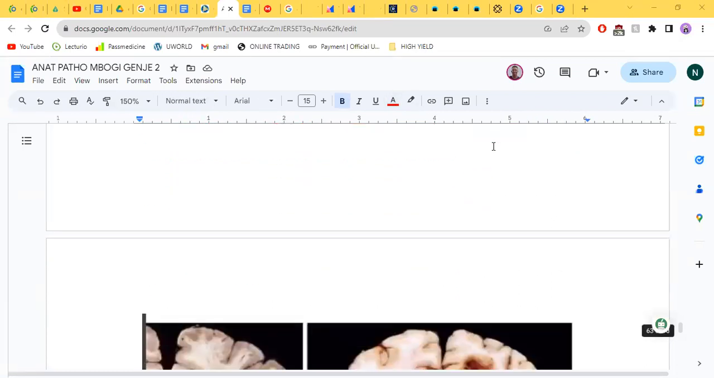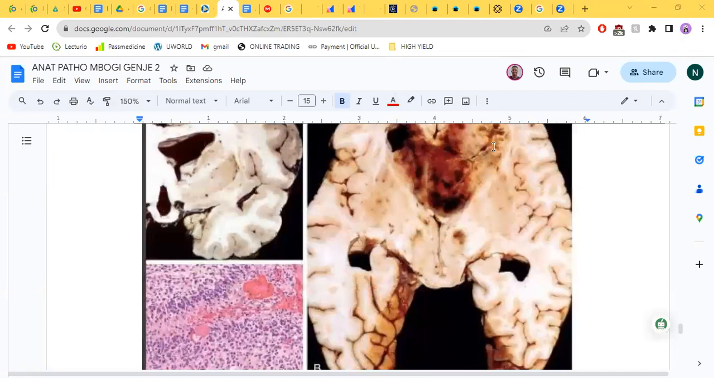Maybe we move to the next. Now, what can you see in any of these images?